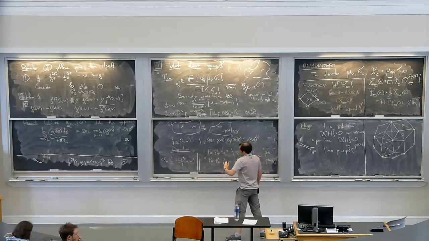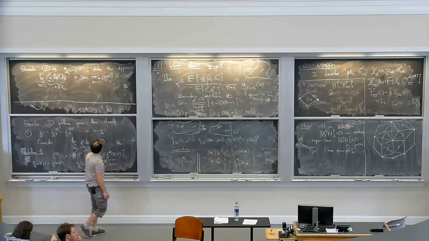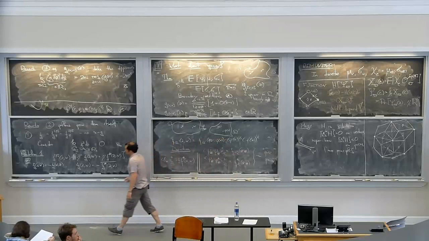And now, what I want to do: I want maybe first to write what is the covariance of G, and then erase that picture.